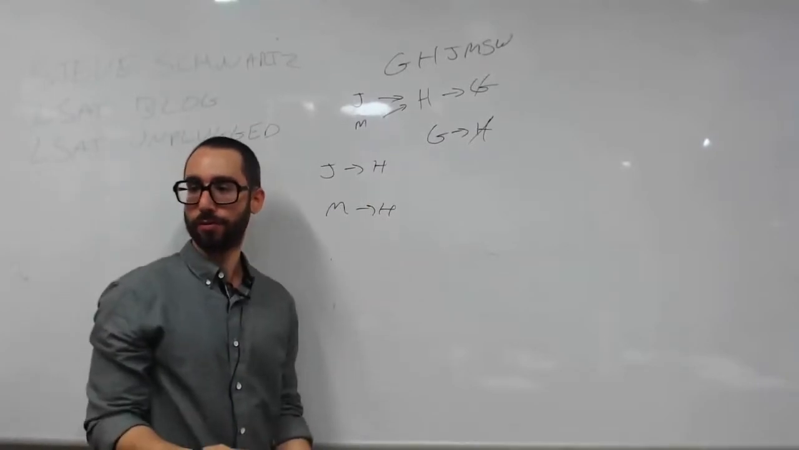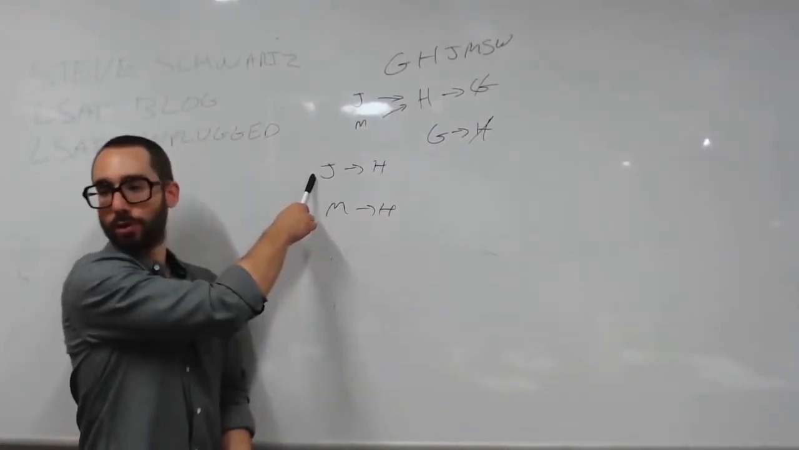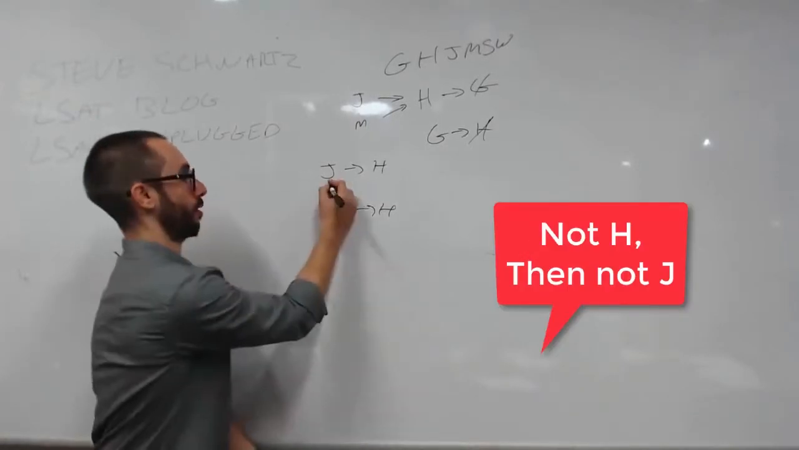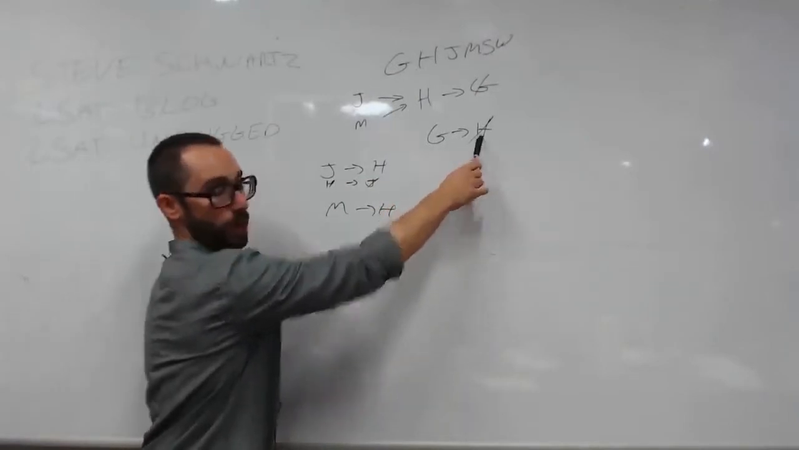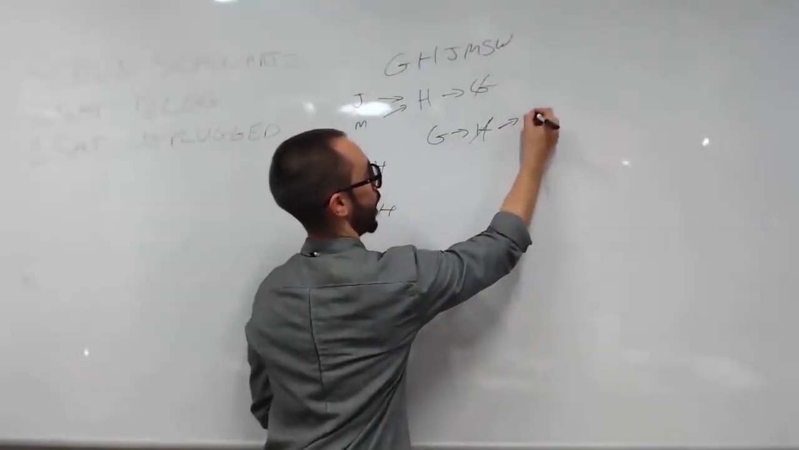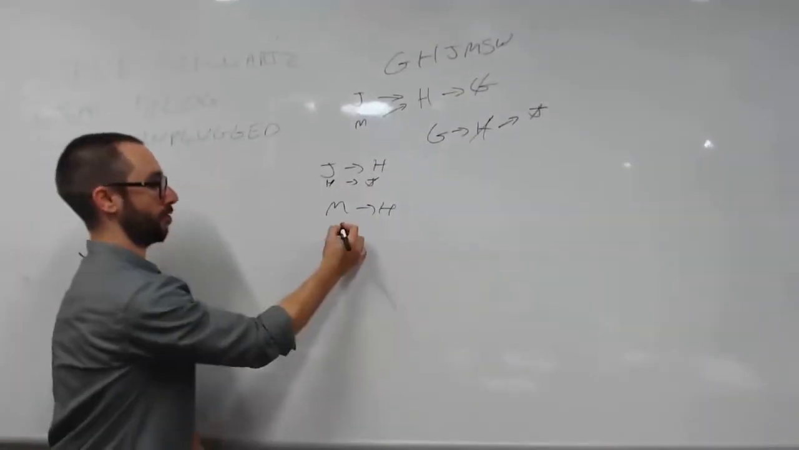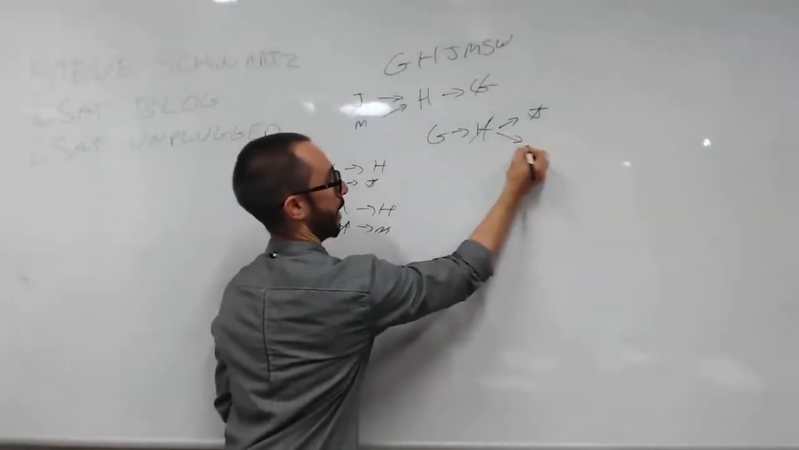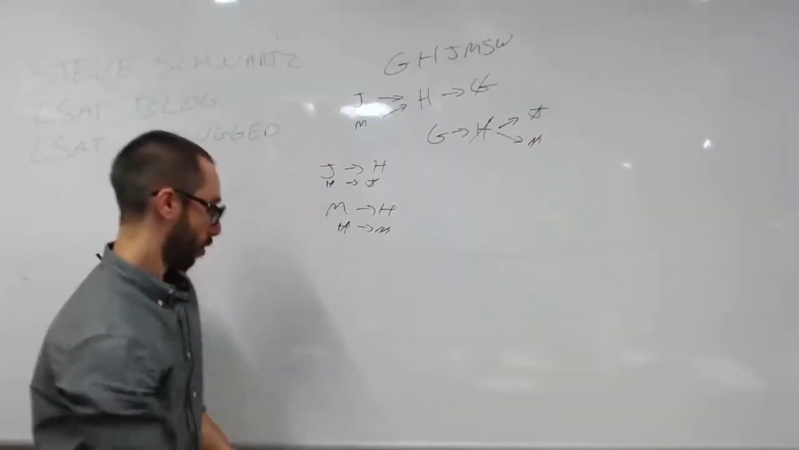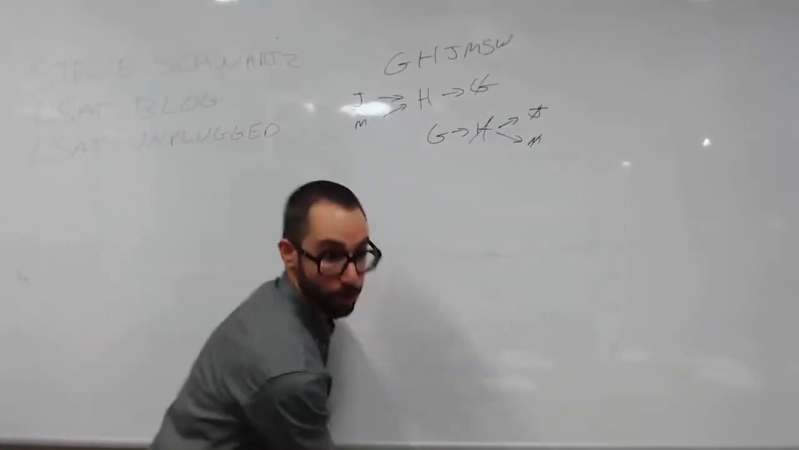Anybody, the contrapositive? What would be the contrapositive of this statement alone? Perfect. Not H, then not J. We have not H here. We can stick a not J on after it. And then M requires H, same thing. Not H requires not M. So we tack that on to the bottom here. I wouldn't actually write that part down on the side. That's just for illustrative purposes now.